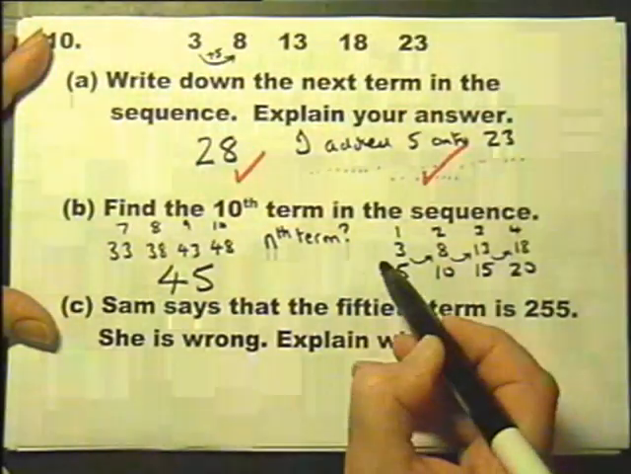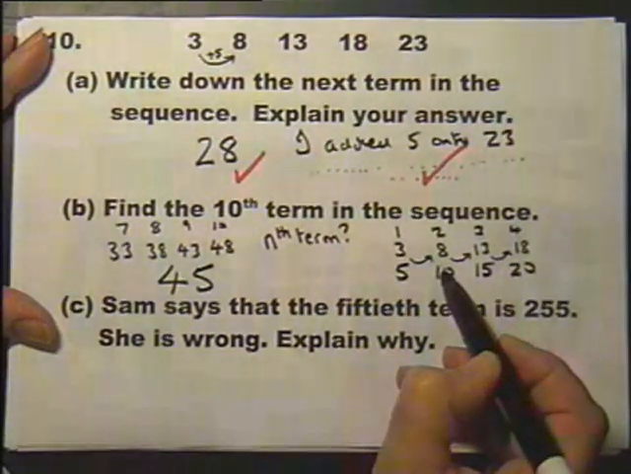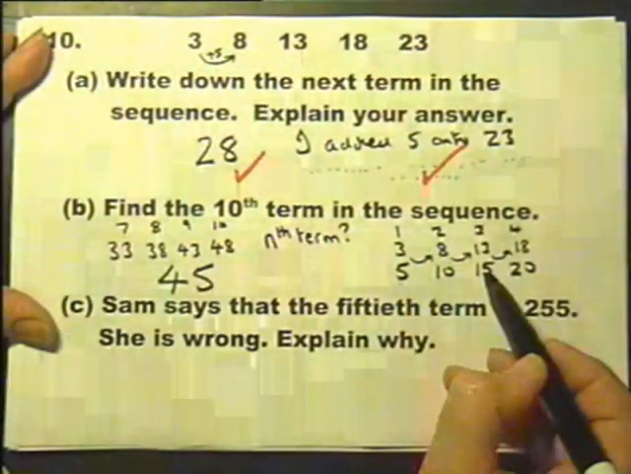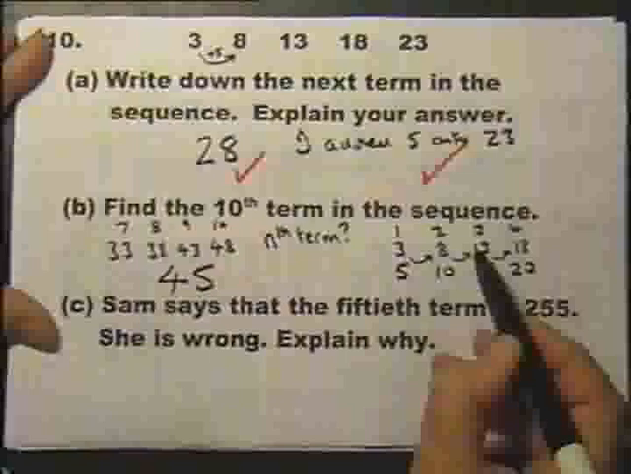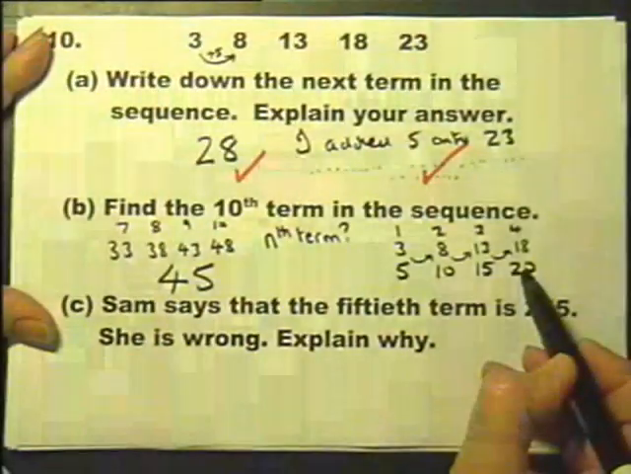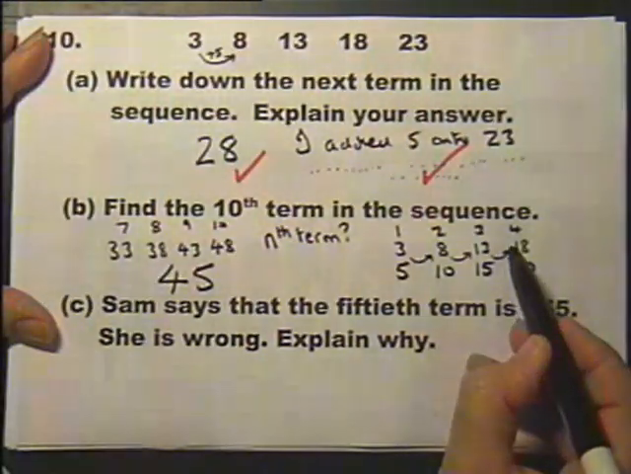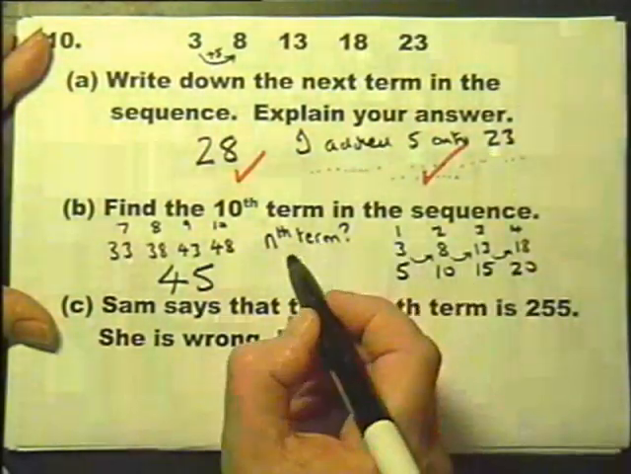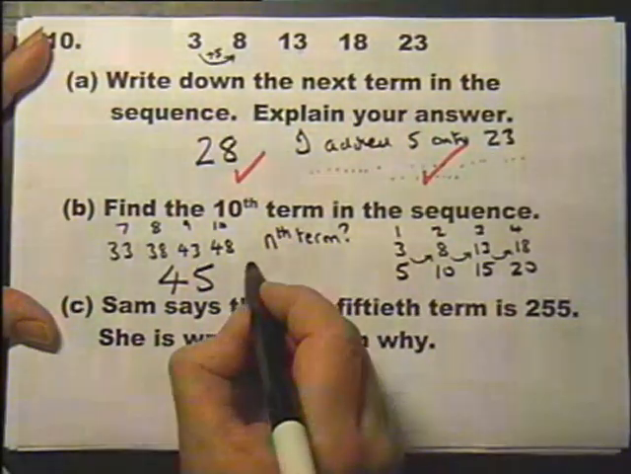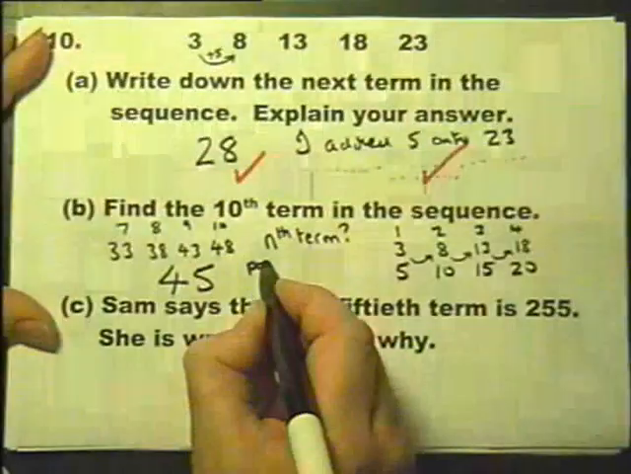5 take away 2 is 3. 10 take away 2 is 8. 15 take away 2 is 13. So in other words, take away 2. So I'm saying a formula.